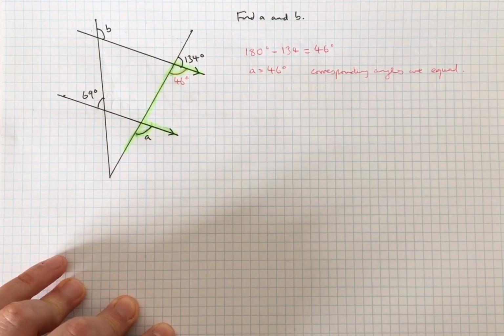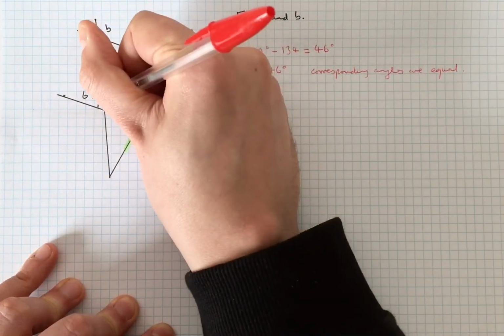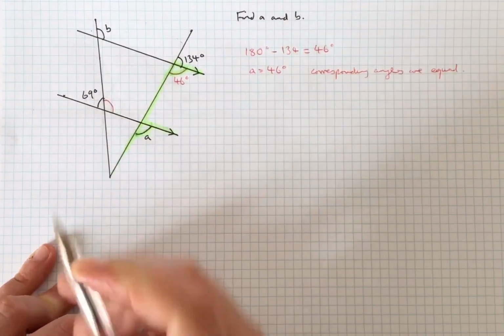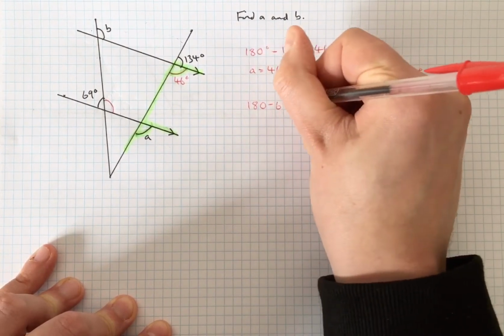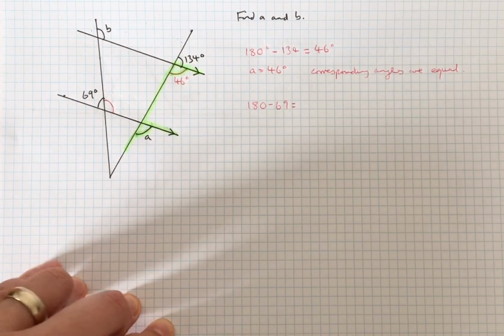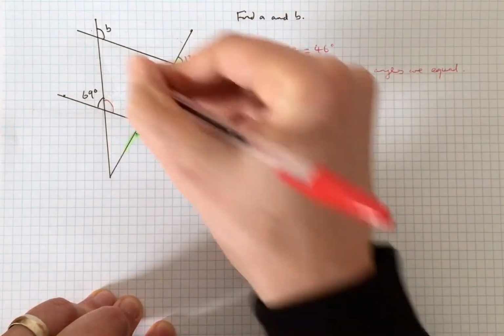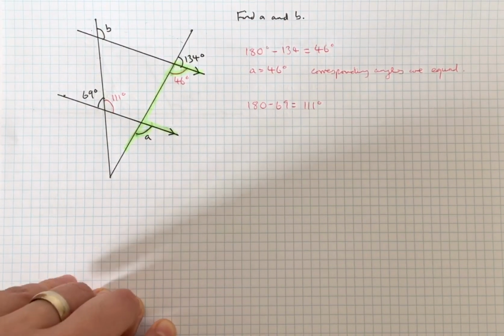What I'm going to do is use angles on a straight line again. This time I'm going to use angles on a straight line to work out this angle here. So I know that these two angles must add up to 180. So I'm going to do 180 take away 69, and that will give me 111 degrees. So I know that this one's 111. I'm going to label it on my diagram as 111. If I've worked out an angle, I'm going to label it on my diagram.